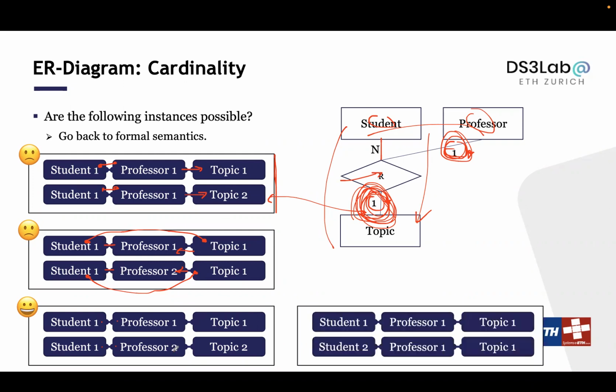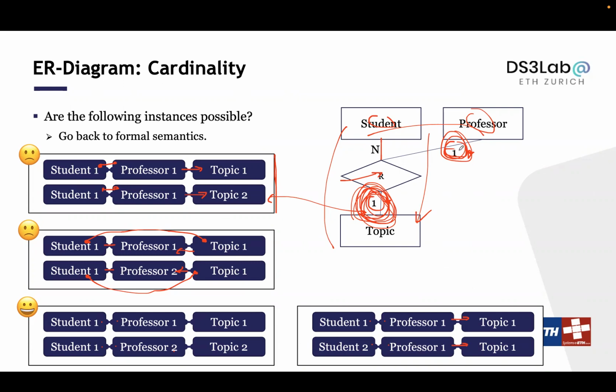Similarly, you can go to this one to see whether this is allowed under your model. You have student one, professor one, topic one, student two, professor one, topic one. Again, the way to think about this is very systematic. You go through every single cardinality constraint. For the topic, for student one, professor one, I uniquely identify topic one. Student two, professor one, I go to topic one, so it's fine. Different pair, so it's fine.